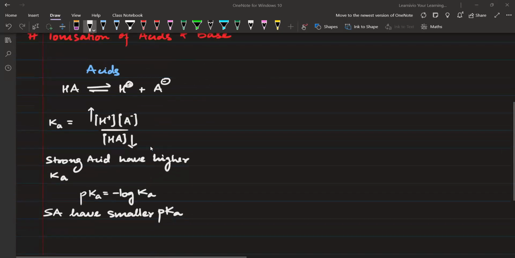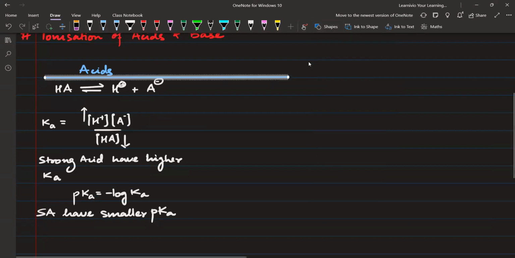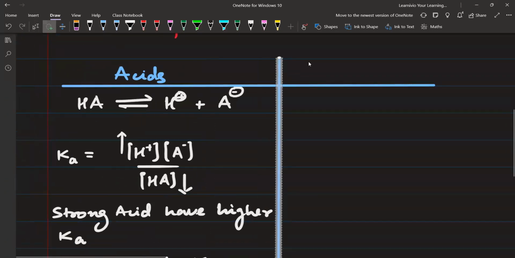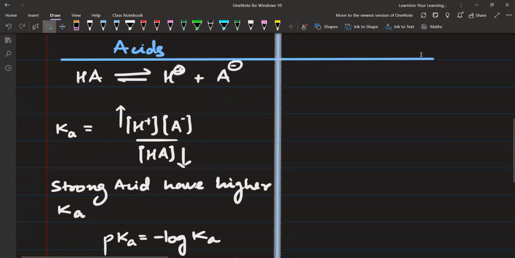Now, I hope for the bases you can understand on your own. And if I want to write the same things for bases, if you have not written, don't worry, I will give you time to write.